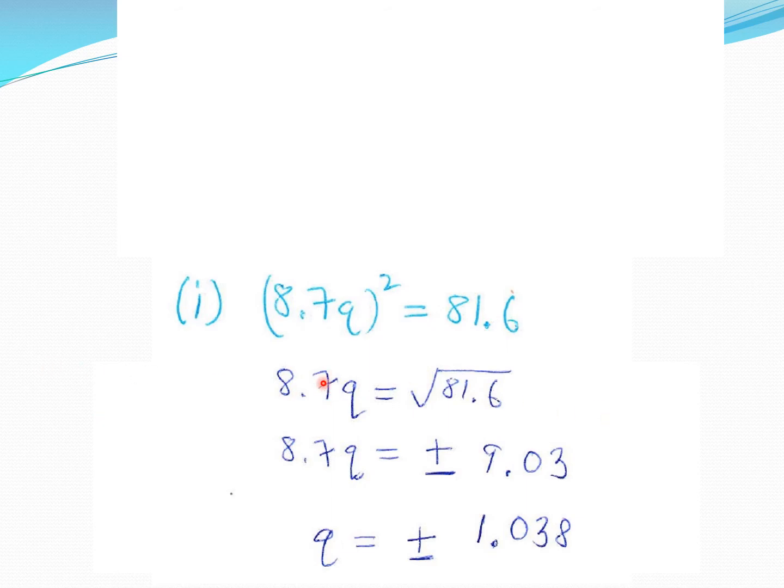Part I, 8.7q all squared equals 81.6. To undo the square, we take the square root of both sides, and that undoes the square on the left. So we get 8.7q equals the square root of 81.6. 8.7q equals plus or minus 9.03, and then we divide by 8.7. So q equals plus or minus 1.038.